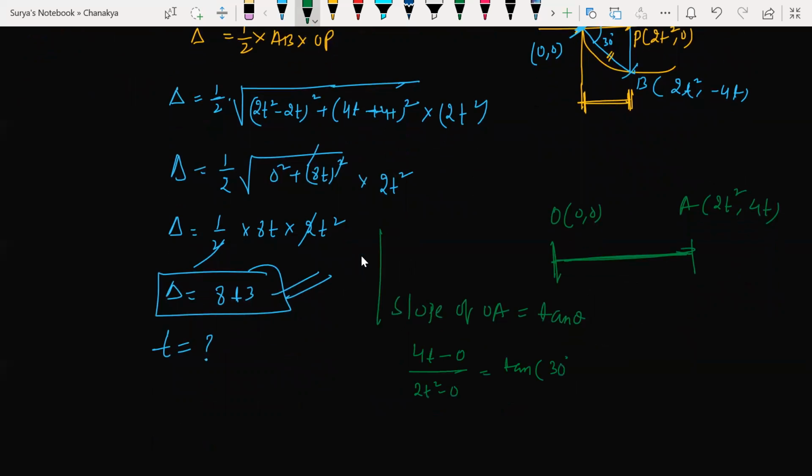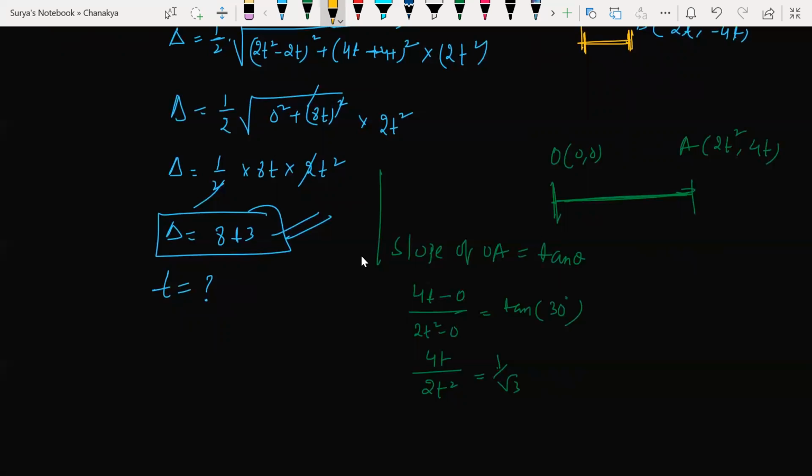What was theta? 30 degrees. So 4t by 2t square is equal to tan 30. Tan 30 how much? 1 by root 3. Am I correct or not? So from this, can I find out the t value? See, 1 t will get cancelled. 2 ones, 2 twos. Okay. So 2 by t is equal to 1 by root 3. So what is the t value here? t is 2 times root 3.